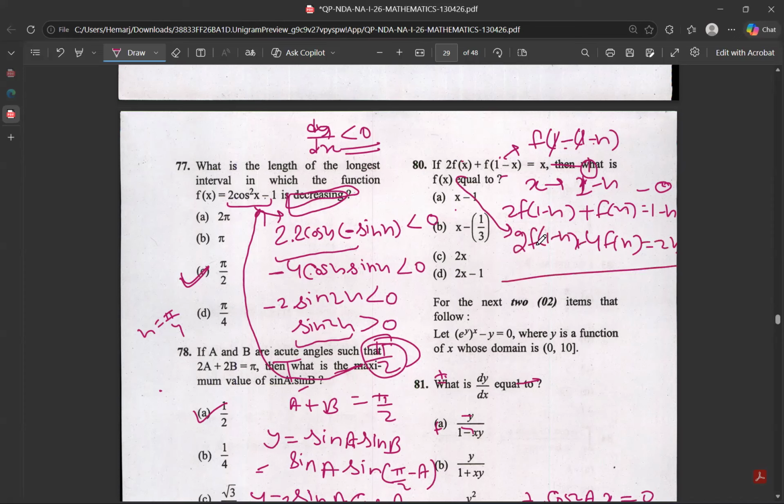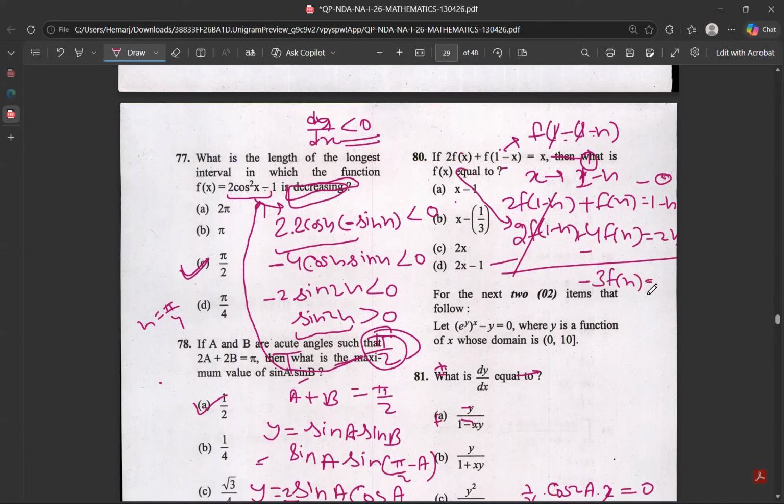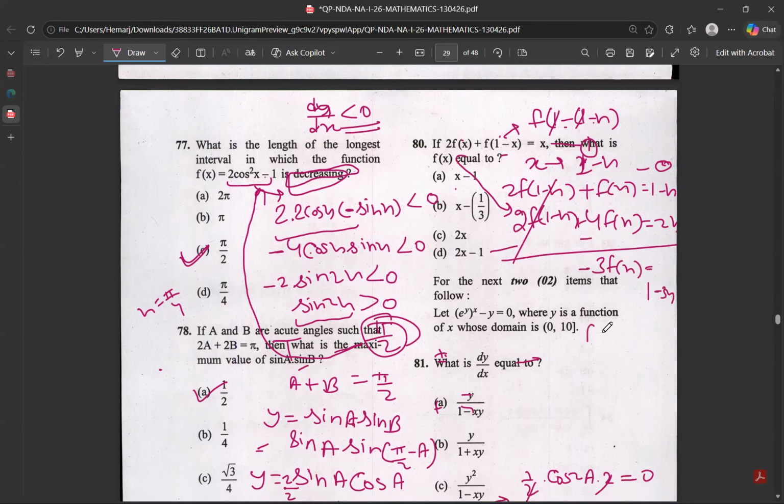Now subtract these equations. This will become minus 3f(x) equal to 1 minus x minus 2x. So this will be 1 minus 3x. Take minus 3 on this side. So this will become 3x minus 1 divided by 3. So this is x minus 1 by 3. Option B is the right answer.